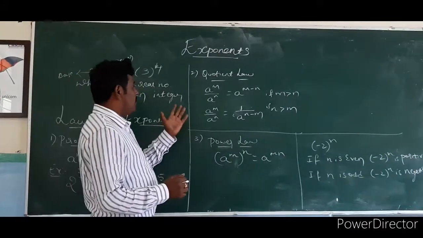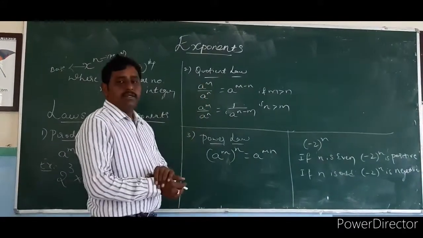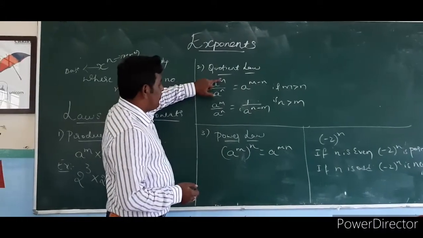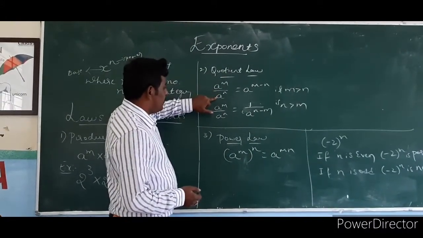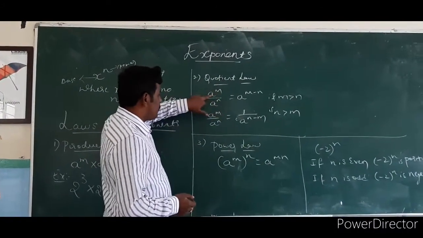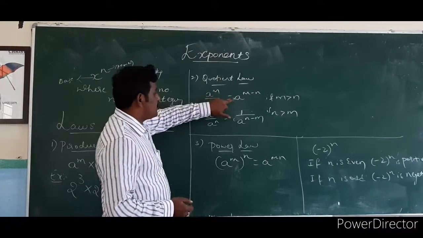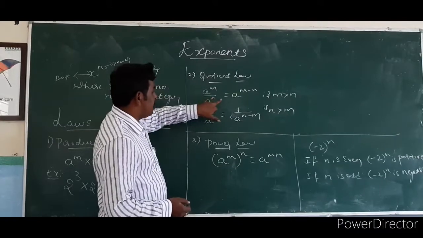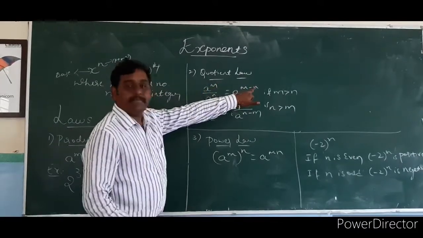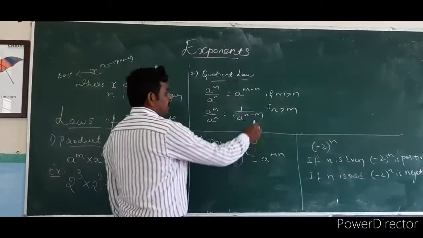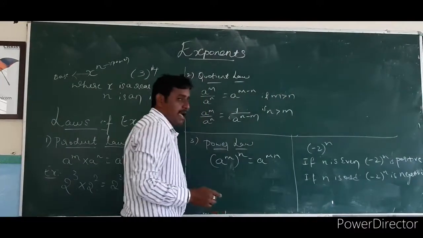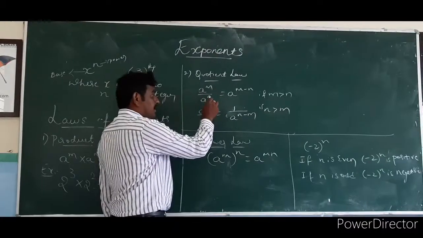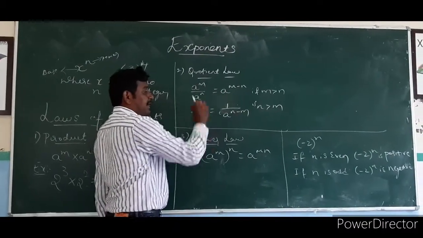Second law, quotient law. Quotient law means what? a to the power of m divided by a to the power of n is equal to, two bases are same, m is the power, this plus n goes up means what happens? Minus n, where m is greater than n. This should be greater than n. So you will get this expression.